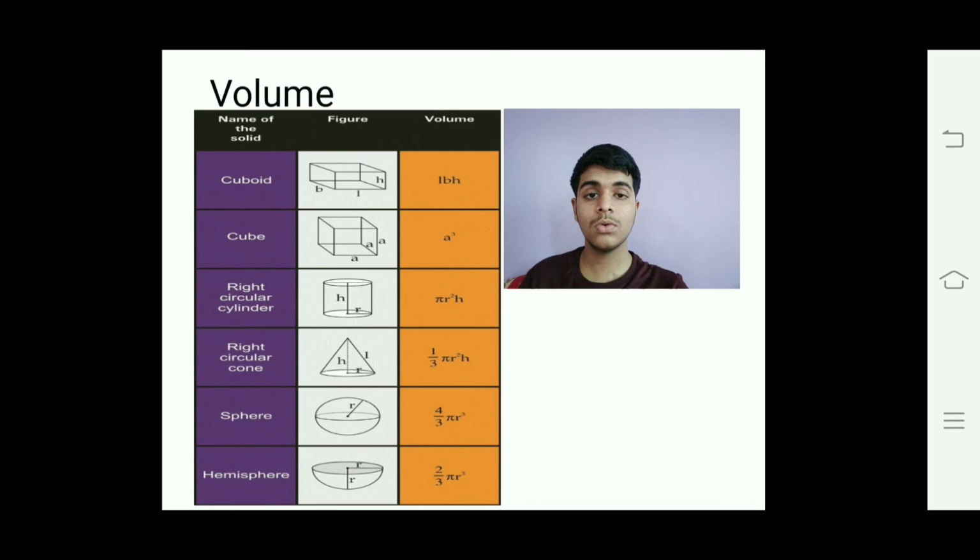Then going to cube, its volume will be A cube, that is base area will be A into A and its height will be A, so A cube. And then for cylinder it will be pi r square H, that is base area will be pi r square and then its height H, pi r square H. And then going to cone, its volume will be 1/3 of cylinder, that is 1/3 pi r square H. And then for sphere, its volume will be 4/3 pi r cube. And for hemisphere, of course half of sphere, that is 2/3 pi r cube.